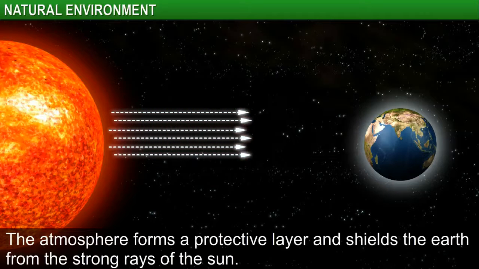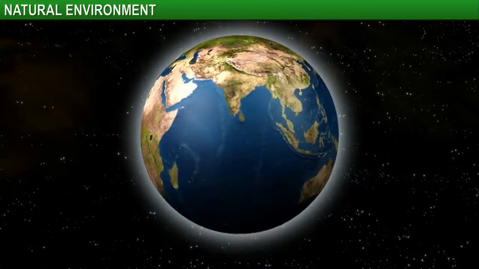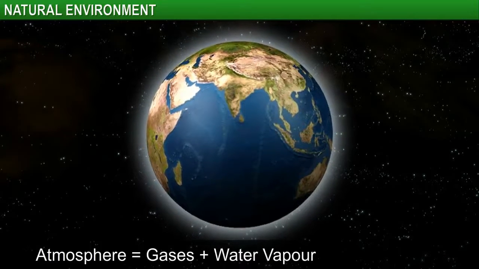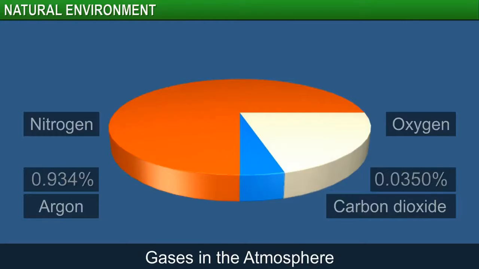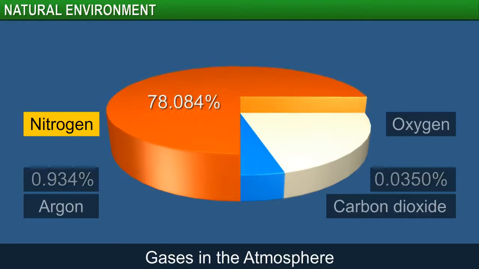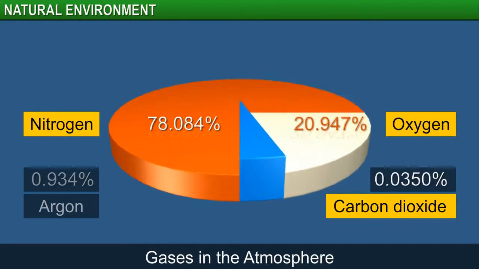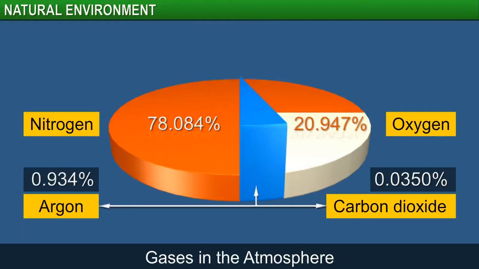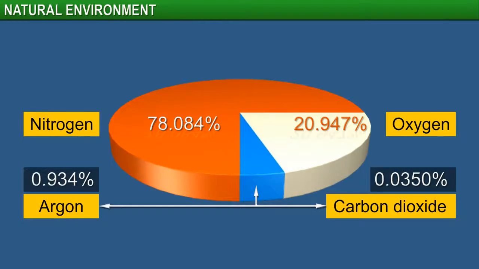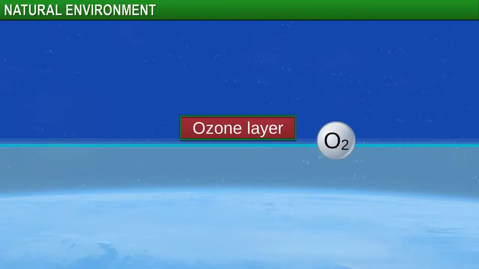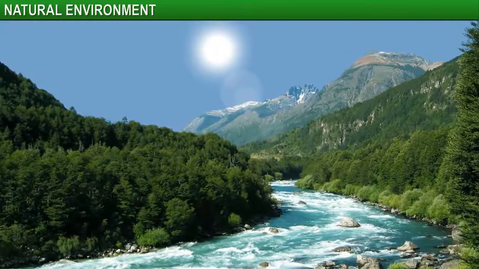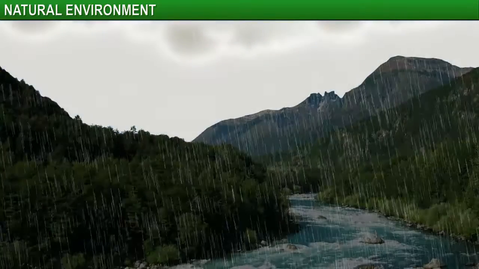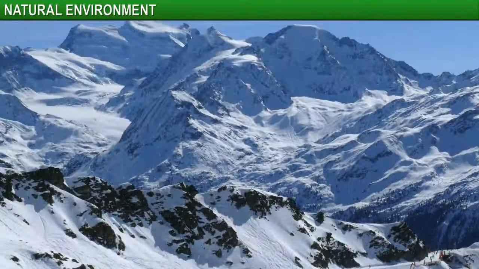So, what exactly does this layer of air contain? Gases, water vapor, and dust particles. The gases include primarily nitrogen, the oxygen that we breathe in, carbon dioxide, and argon. Ozone, which is a form of oxygen, absorbs a lot of the ultraviolet solar energy transmitted by the sun. The daily changes in weather, the climatic changes, are all a result of changes in the atmosphere.